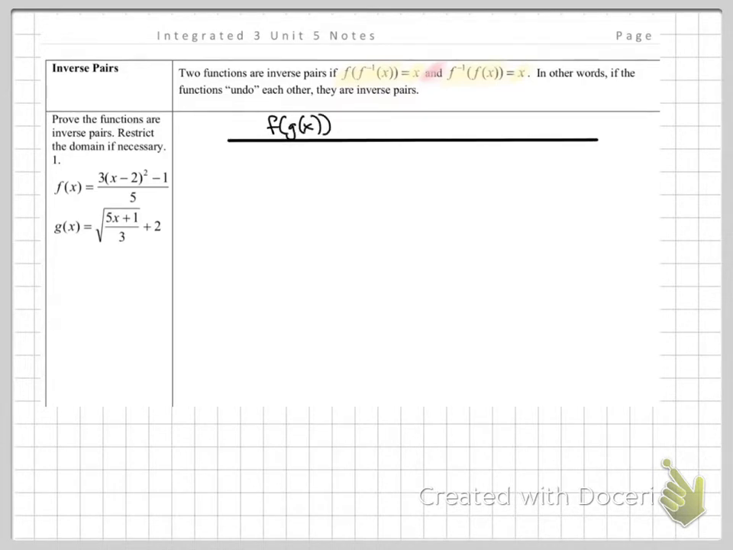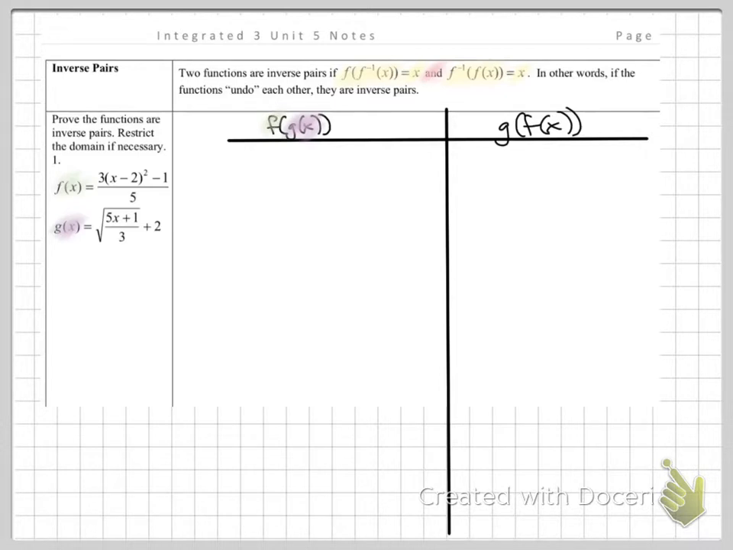And on the other side, which might take up space, so maybe don't draw your table yet, you're going to do g of f of x. So we are going to take one equation and plug it into the other. So equation f, I'm going to make green, hopefully so you can still read it. And equation g, I'm going to make purple. So in this example, we are going to take equation g and plug it into equation f.